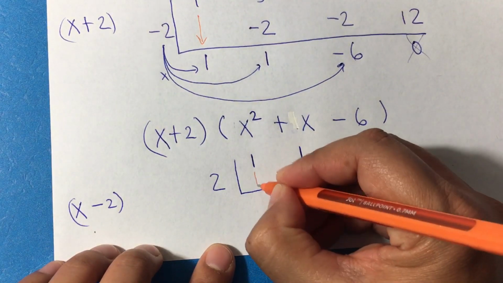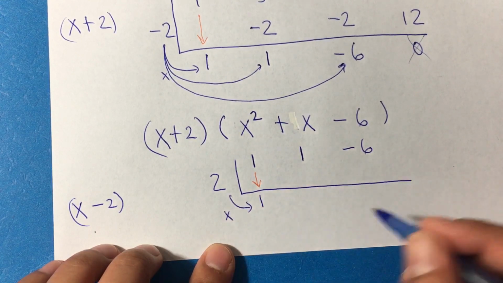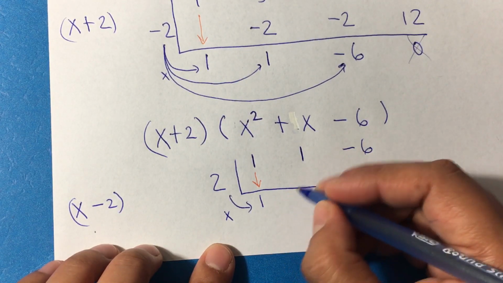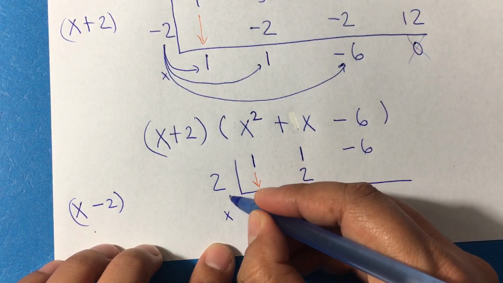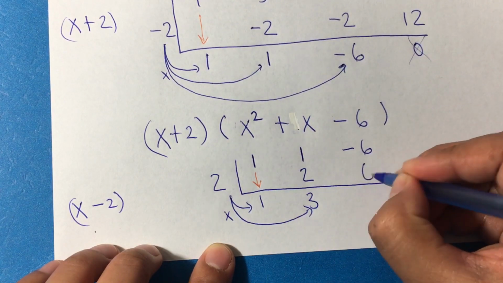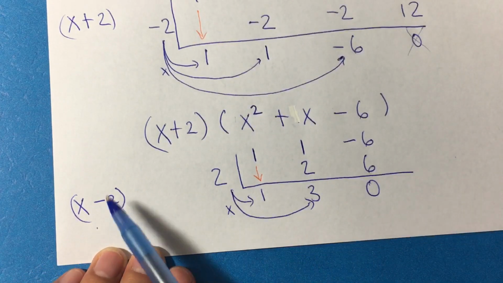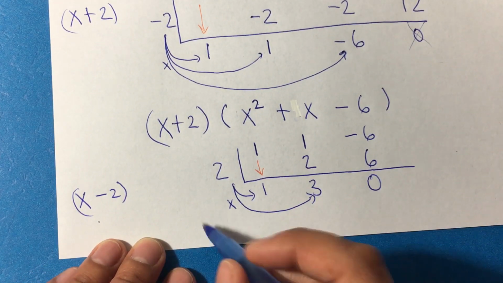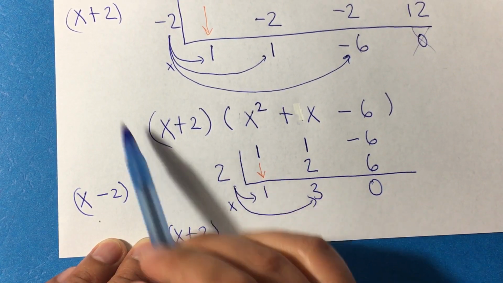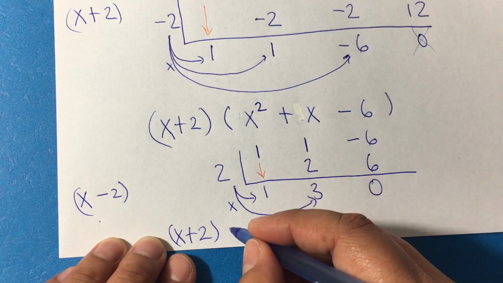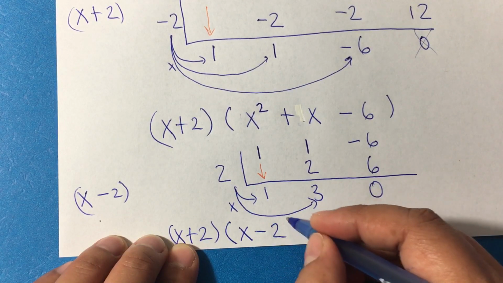The first step is to bring down the 1. And we start multiplying. 2 times 1 is 2. Combine those. 1 plus 2 is 3. Multiply 2 times 3 is 6. Combine those and we get 0. So that means that this is a true factor. So the first one that we found is x plus 2 that came from over there. Then we also found that yes, this is a factor because we got 0.